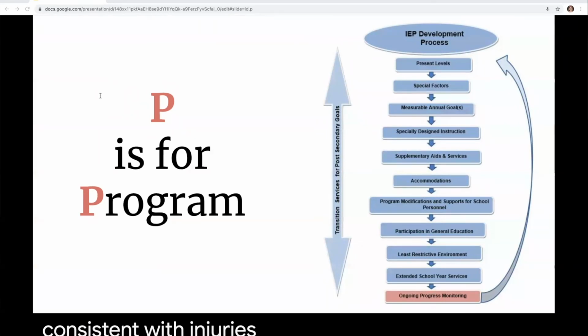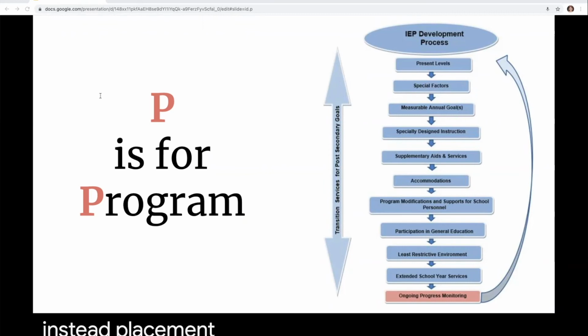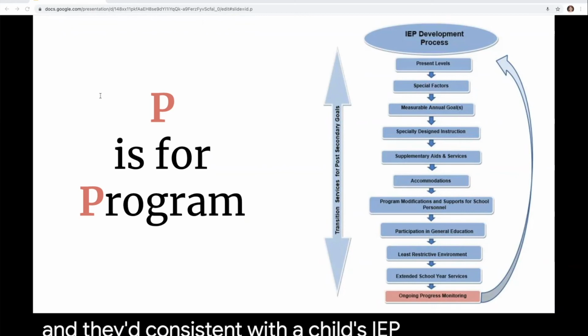Consistent with the Andrew F. decision, it is essential to make individualized determinations about what constitutes an appropriate instruction and service for each child with a disability and the placement in which the instruction and those services can be provided to the child. The U.S. Department of Education has explained that there is no one-size-fits-all approach to educating children with disabilities. Instead, placement decisions must be individualized and made consistent with a child's IEP.